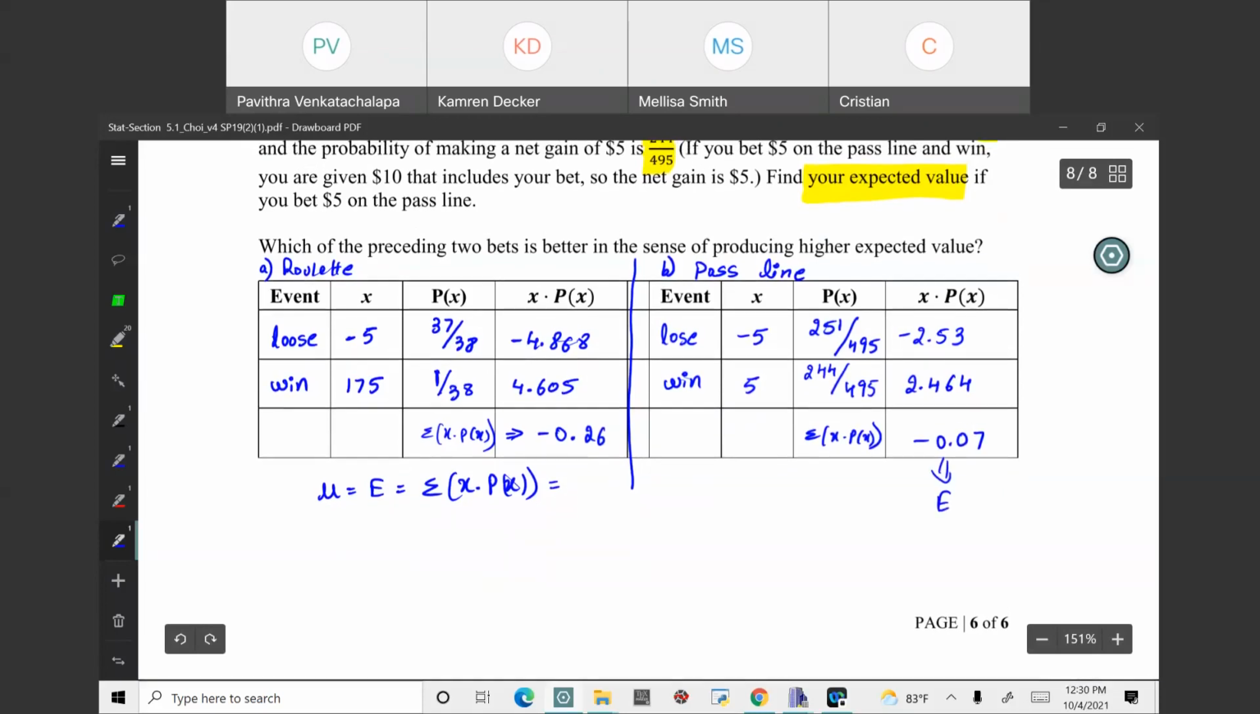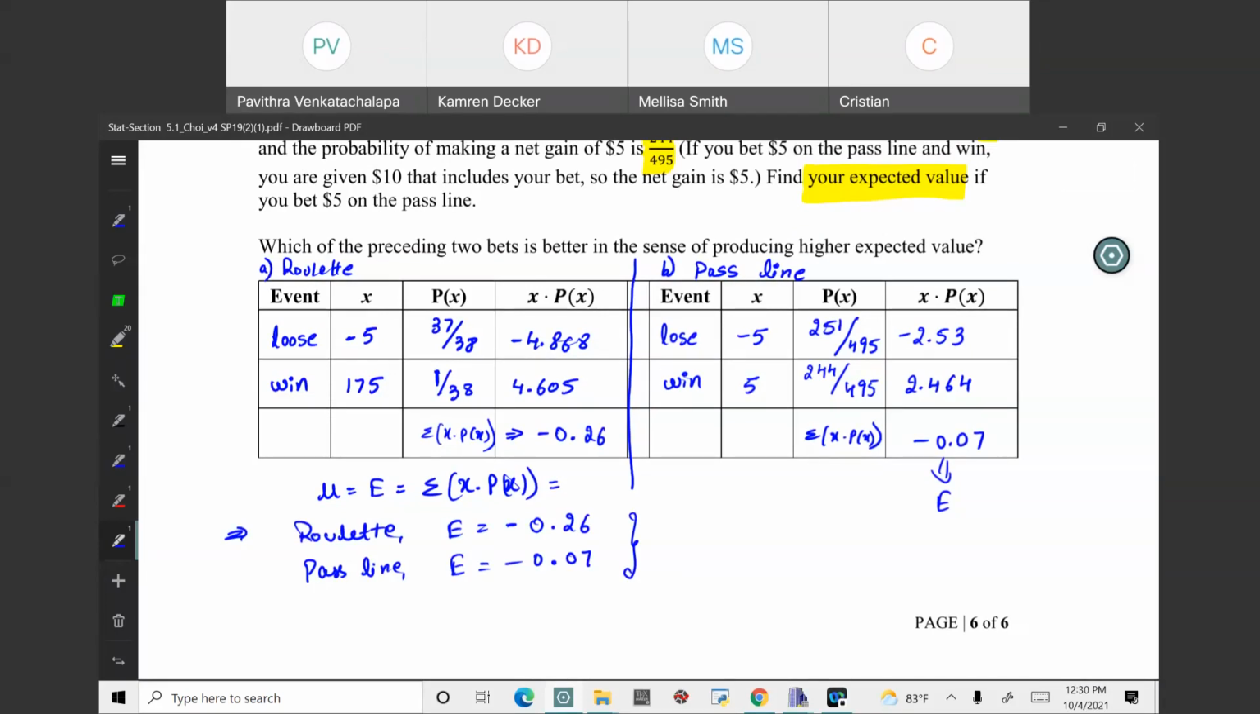Okay, so let us summarize. Now, if you are playing roulette, the expected value E is equal to minus 0.26. And if you are playing the pass line game, the expected value is equal to minus 0.07. Now, which game is better? If you look at this value.